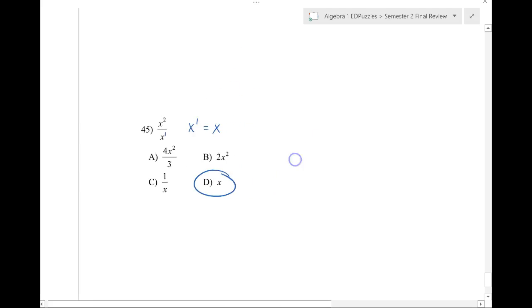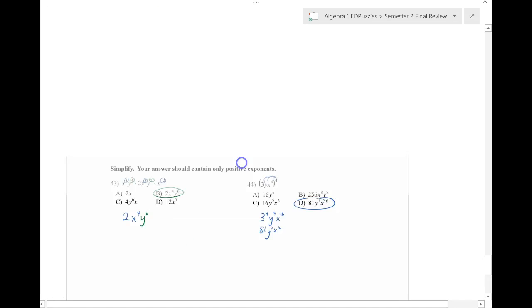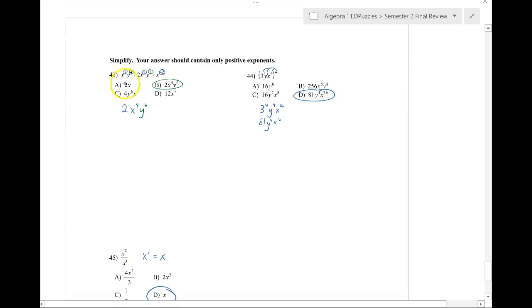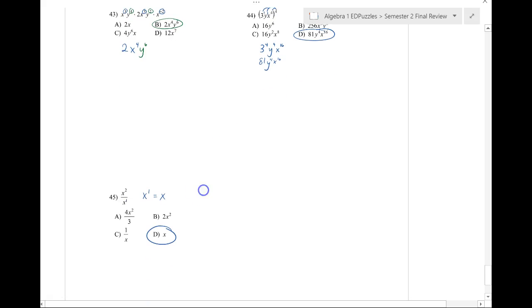Okay, so just a quick review of those exponents. Again, in number 43, we were multiplying, so we added the exponents. In 44, we were raising the exponents to a power, and you had a power on the outside of the parentheses, so you multiply them. And then down here, when you divide, you subtract. Multiply, we add; raise it to a power, we multiply; and divide, we subtract. Okay? That's it.